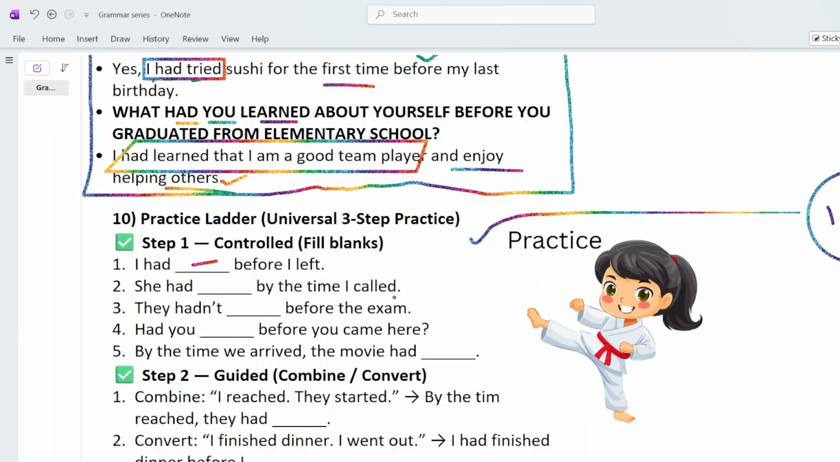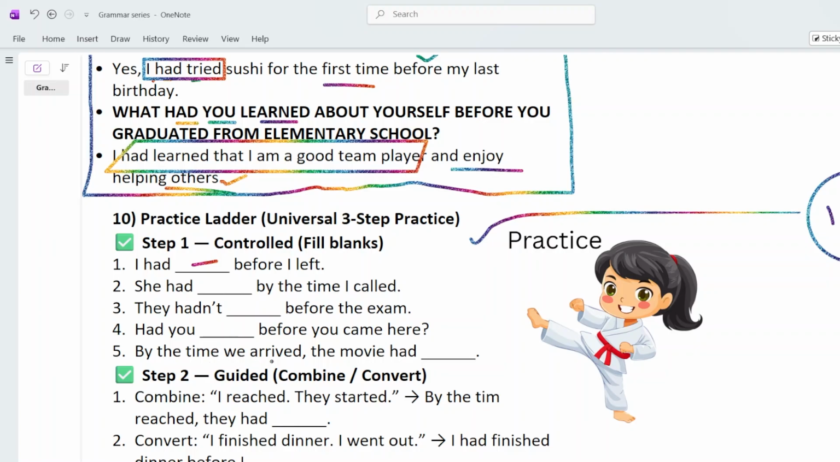She had dash by the time I called. They had not negative sentence dash before the exam. Had you dash before you came here? Question form. Remember, for question form, the sentence format changes. I told you, right? Yes.